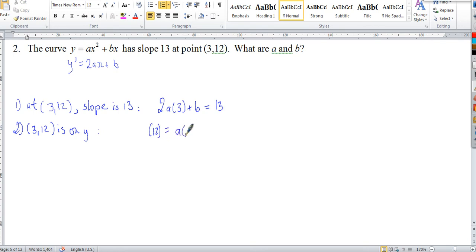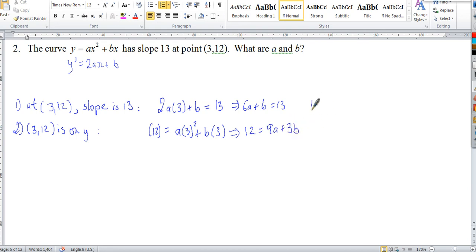a times 3 squared plus bx, so b times 3. That's another equation. Let's go back to the first equation and work with that one. I'll simplify this. I'm going to get 6a plus b equals to 13. And I'll simplify this one. I'm going to get 12 equals to 9a plus 3b.